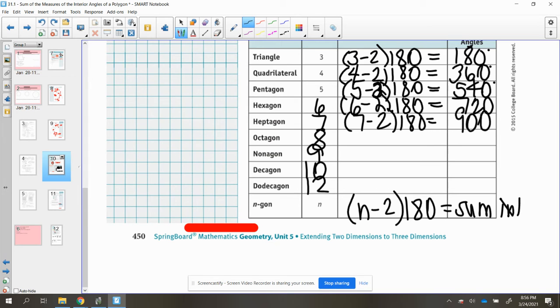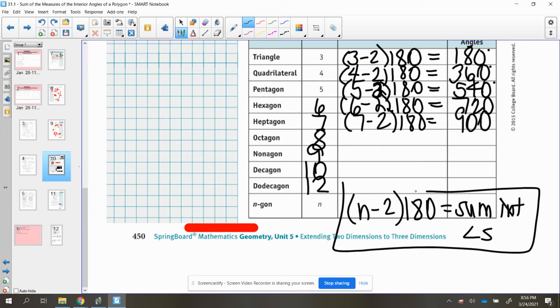the interior angles, right? This is our big formula of the day, that the sum of the interior angles is this, so the total sum. Okay.